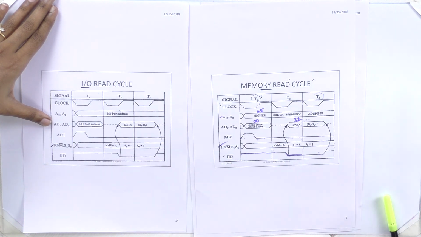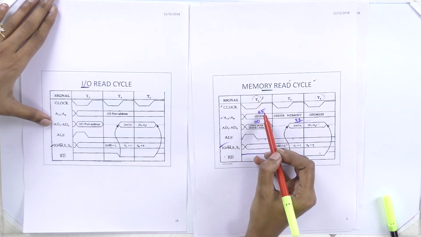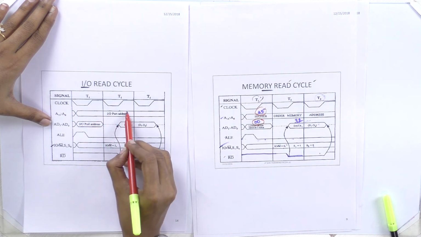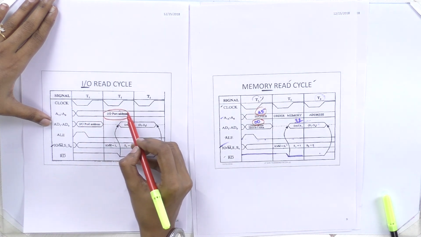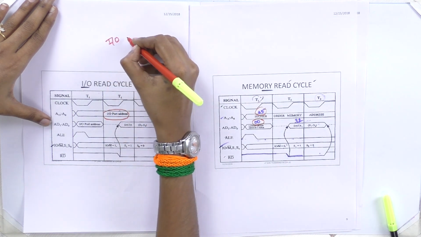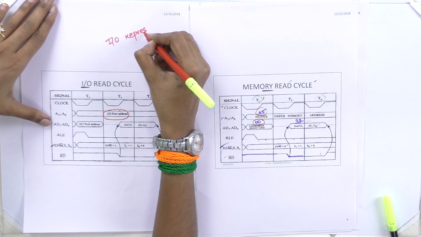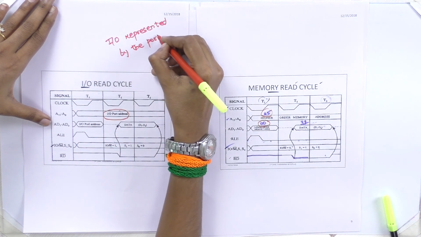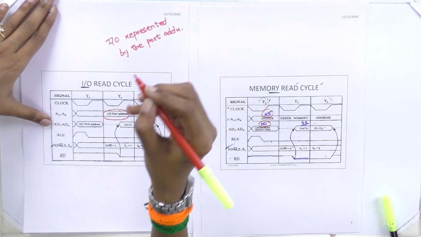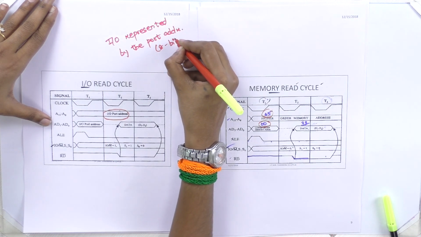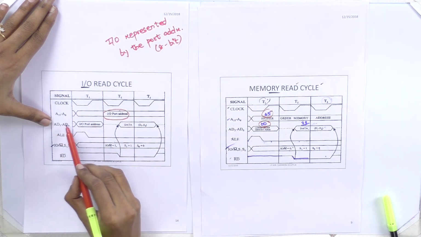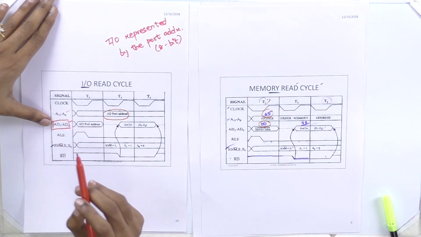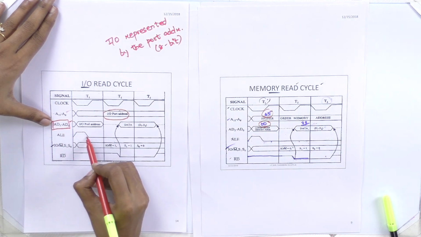In the memory read at T state 1 we know the memory address value, right? But here we know the port values, because the input and output devices are represented by the port address. We have discussed it before. Each and every port address is 8-bit. That 8-bit address is placed in both the higher and the lower address, but only one of them will be considered here. At that time address latch enable should be high.